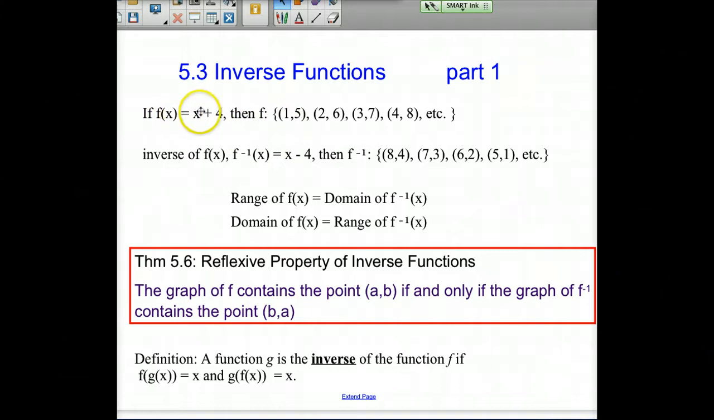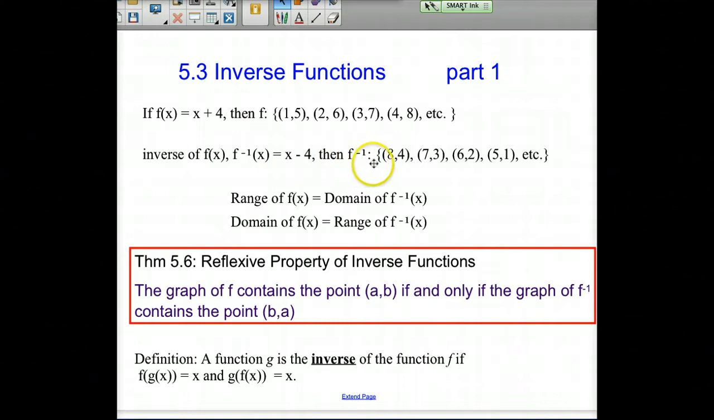If we have a function, f of x equals x plus 4, then here are some of the ordered pairs in the function: 1, 5, 2, 6, 3, 7, 4, 8, etc. The inverse of f of x, which is denoted f to the power of negative 1, looks like a power of -1, but what that means is just the inverse function of f equals x minus 4.